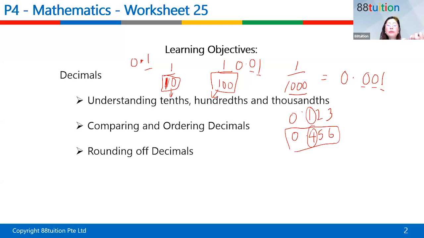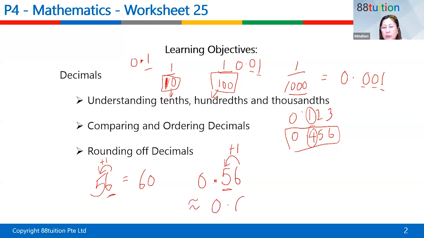Okay? Rounding off is the same as all the rounding off you learned since primary 3, right? So it's that 56. If you round off to the nearest tens, you look at this number. If it's 5 or more, you add 1. Okay? So if it's decimal, it's 0.56. You want one decimal place, which means you only want one number after the decimal. So you look at 6. If it's 5 or more, you add 1. So rounding off to one decimal place, you get 0.6.